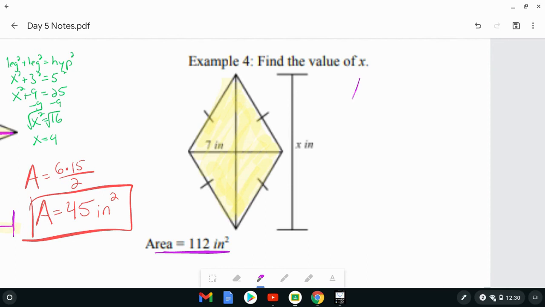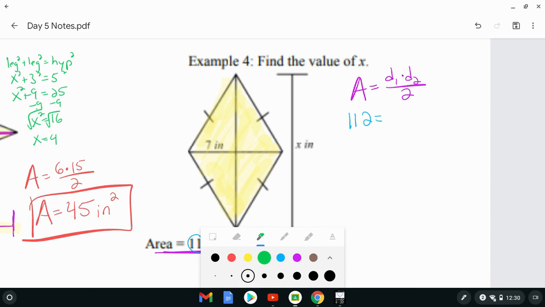Nothing has changed yet. Let's go ahead and write out our formula. Area equals D1 times D2 divided by 2. Second step would just be plugging in what you know. The only difference now is we actually know the area. So now we're going to have to be solving for something else. Let's figure out what else we know.